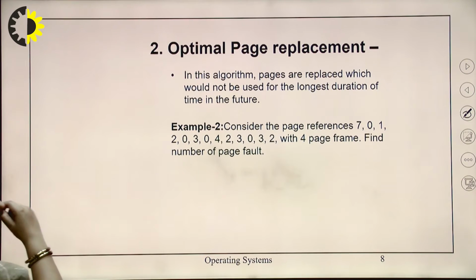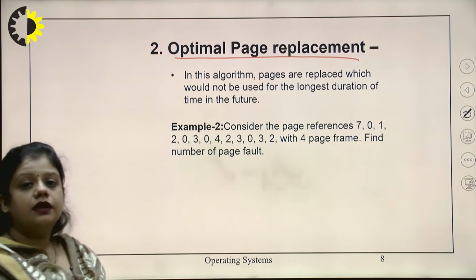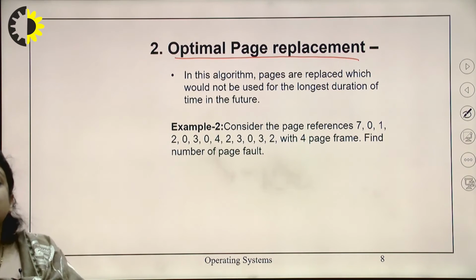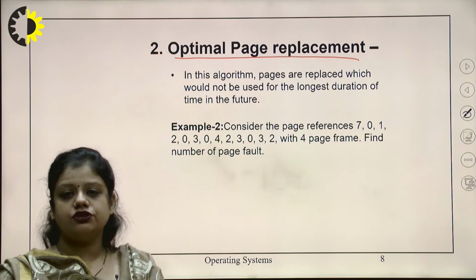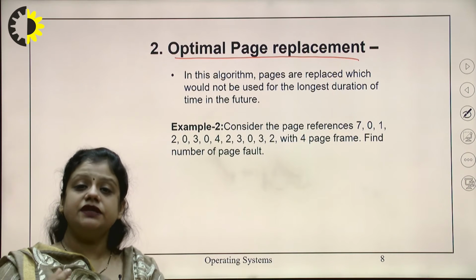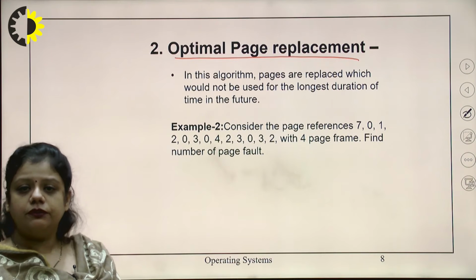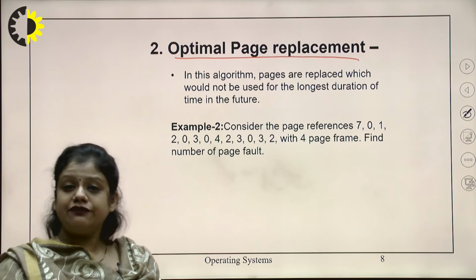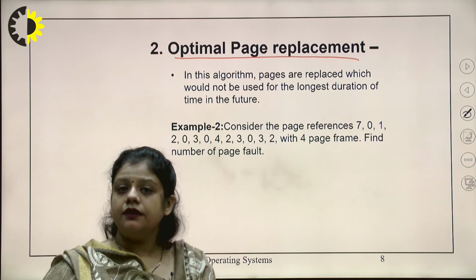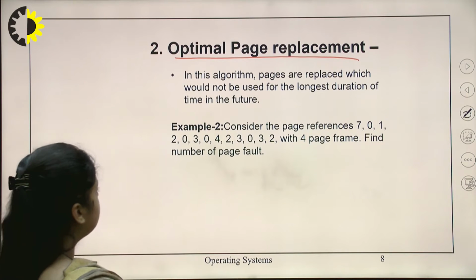Next algorithm is the optimal page replacement algorithm. In this algorithm, pages are replaced which will not be used for the longest duration of time in future. So we refer to the page reference string and see which page will not be used for the longest period of time in future, and we replace that page so that page faults can be reduced.